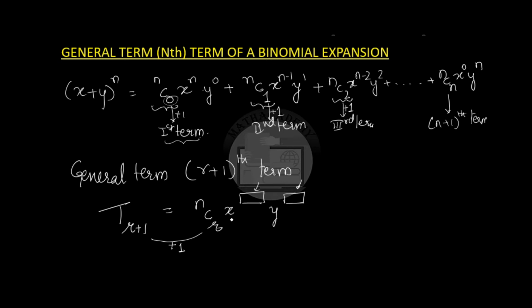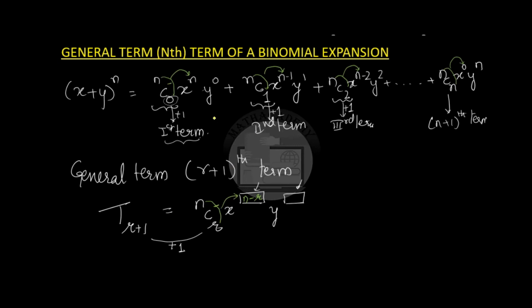Now the question is, what should be the power of the first term and what should be the power of the second term? See, the difference of n and 0 is n. The difference of n and 1 is n minus 1. The difference of n and 2 is n minus 2. The difference of n and n is 0. So this means that x is raised to the power which is the difference of n and r, n minus r.